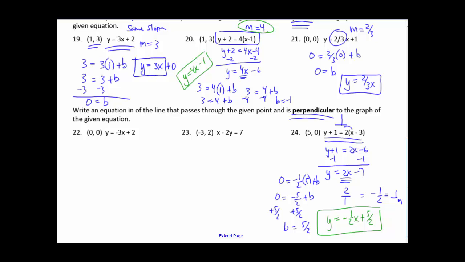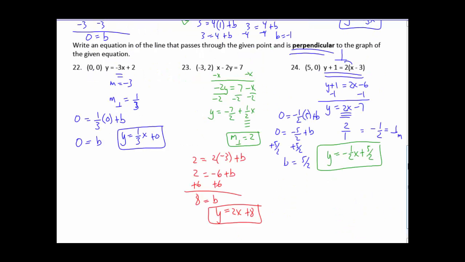All right, go ahead, hit pause. Try 22 and 23. Go. 22, you should have gotten y equals 1/3 x plus 0. And 23, the slope that was perpendicular was 2. Therefore, we got y equals 2x plus 8.